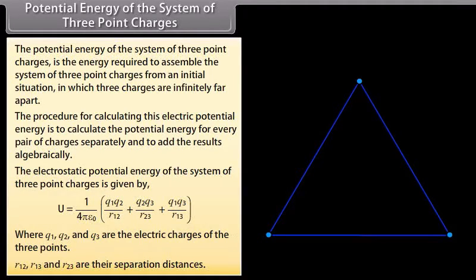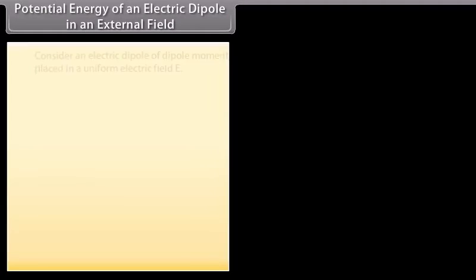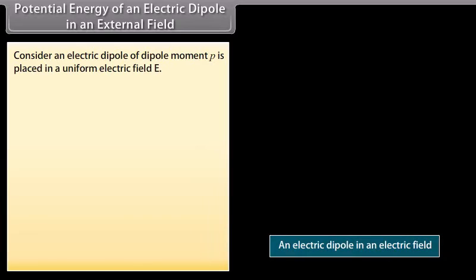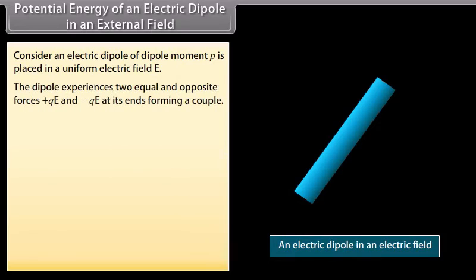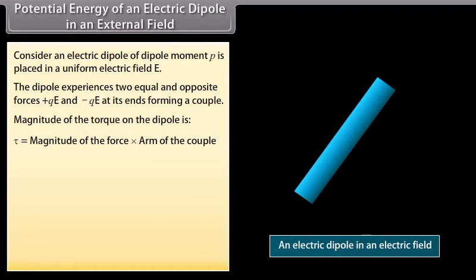Potential energy of an electric dipole in an external field. Consider an electric dipole of dipole moment P placed in a uniform electric field E. The dipole experiences 2 equal and opposite forces, plus QE and minus QE, at its ends forming a couple. Magnitude of the torque on the dipole is equal to the magnitude of the force times the arm of the couple. Tau equals QE times 2L sin theta, which is equal to PE sin theta.